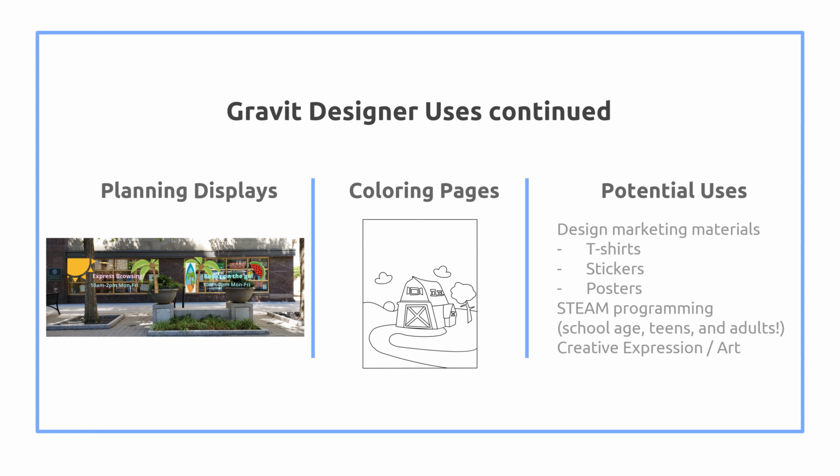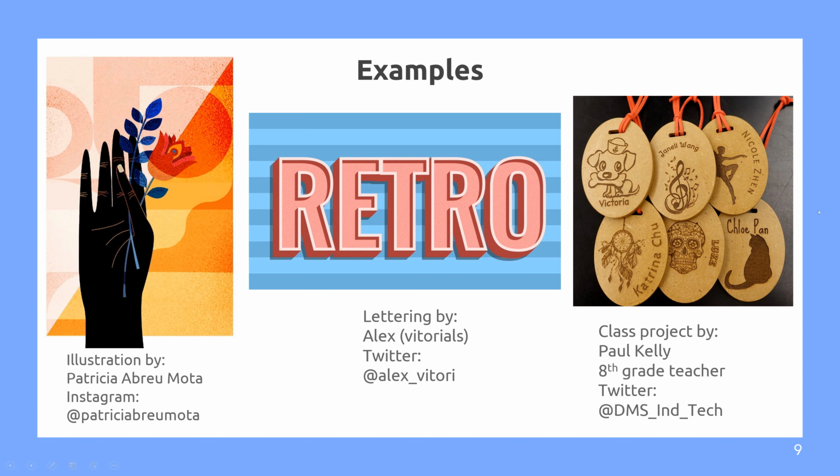And I actually have a couple examples of what other people have done. So as you can see, the illustration by Patricia has a lot of different textures, and it is just a very nice image, and I thought it was very professional looking. And then in the middle, we have a lettering example. I know hand lettering is a big deal right now. And so you could do your hand lettering and then take a picture, put it in Gravit Designer, and basically trace it to create a vector design of your handwriting. And this could be used for all kinds of programs.